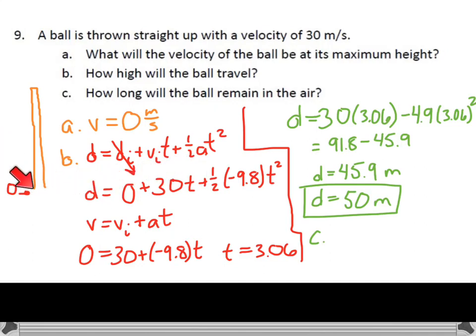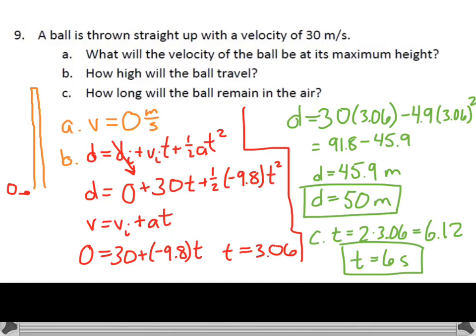The other way to do it is to recognize that since we are throwing it from the ground and it is coming back to the ground, whatever time it spent going up is also going to be the time it spends coming down. So all I need to do is take this time that I figured out, which is the time it took to go up. If I double that, that's the time it takes to come back down. So the total time for the entire flight is 2 times 3.06. When I do that, I get 6.12. And if I round that off to the correct number of significant figures, it is going to be 6 seconds. All right. So that is part A, part B, and part C.